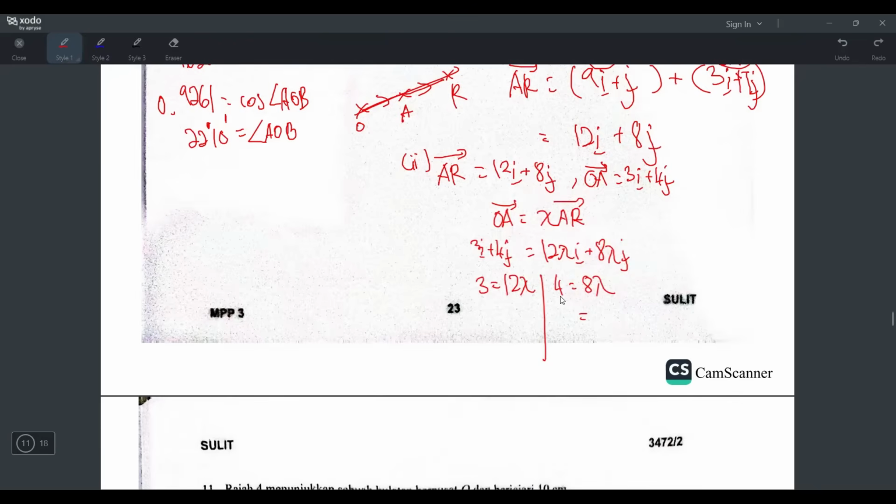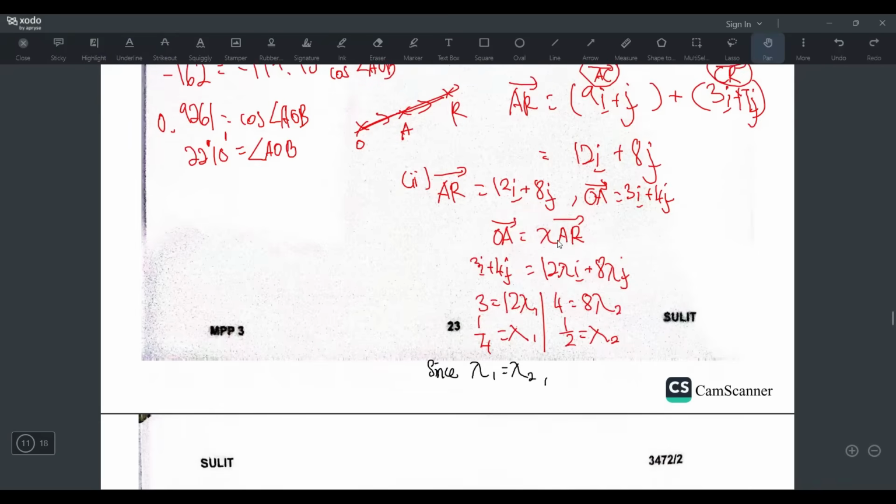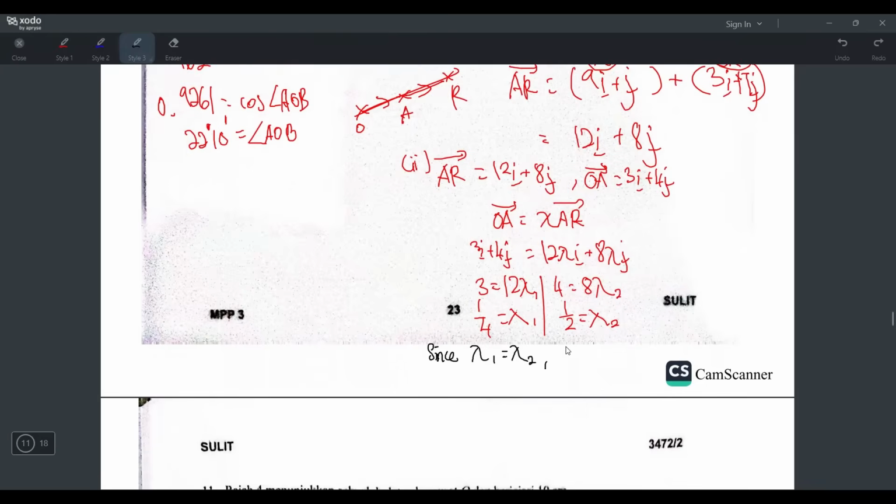If the lambda on both sides gives you the same value, that means they are parallel. So the lambda here is 4 divided by 8, 1 over 2. The lambda here is 3 divided by 12, 1 over 4. As you can see, the lambda is not the same. Let's call this lambda 1 and lambda 2 because they're not the same. The reason I call it lambda 1, lambda 2 is because in my final answer I want to write: since lambda 1 is not equal to lambda 2, that means OA cannot equal AR, right? It means they are not parallel.